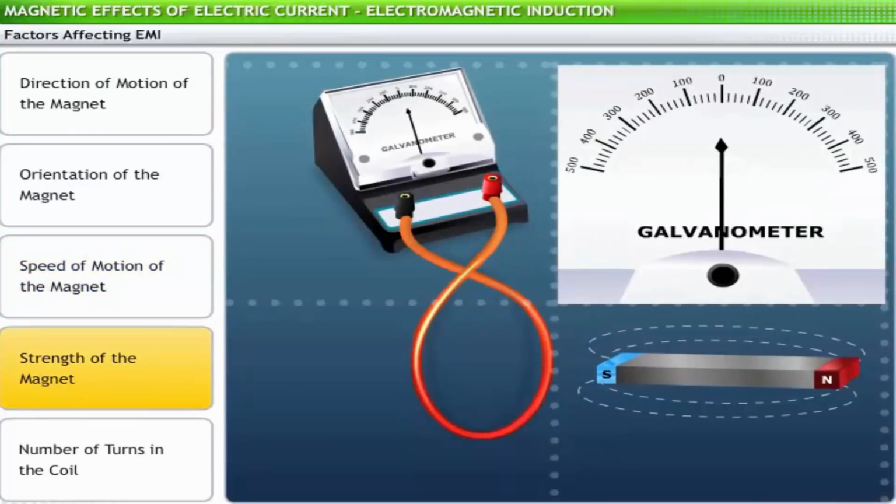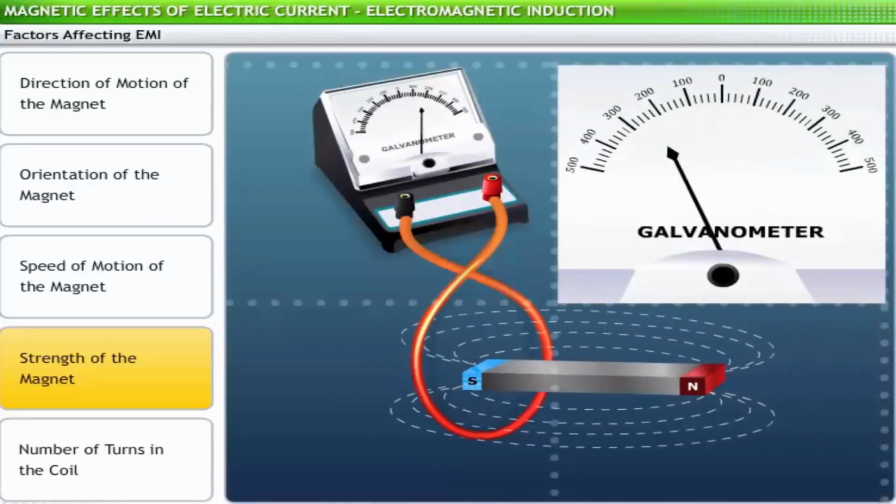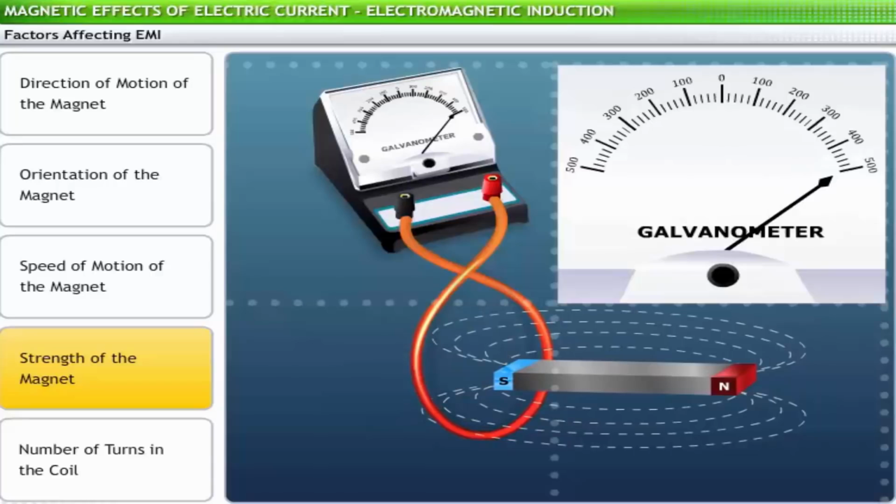The strength of the magnet is another important factor. The quantum of EMF induced in a coil is proportional to the strength of the magnet. The stronger the magnet, the higher the induced EMF, and thus increased induced current in the coil.